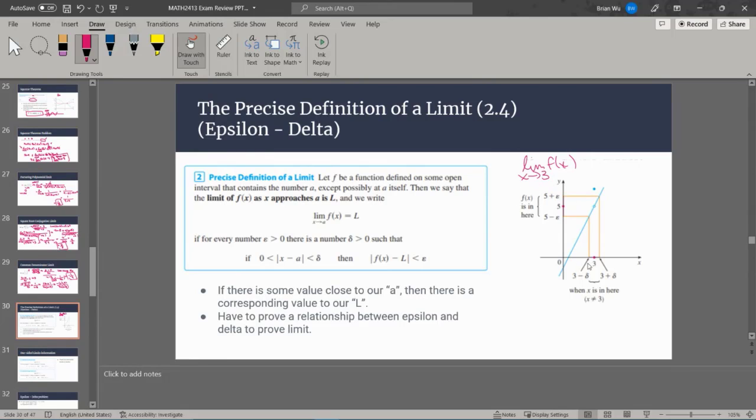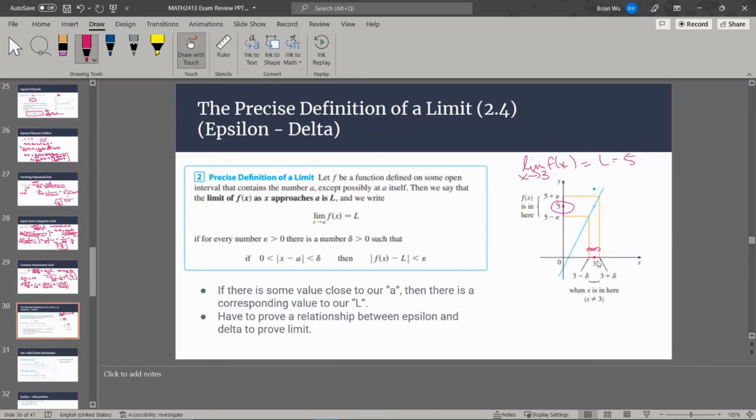We're basically going to say that if I have some distance that's defined as delta, you can see here that the small distance from 3 is delta, and so is this one. If I'm within any range of this delta around 3, then I have an equivalent range that I can move within from this number L, and this would be equal to 5. So that distance epsilon is what's given, right?